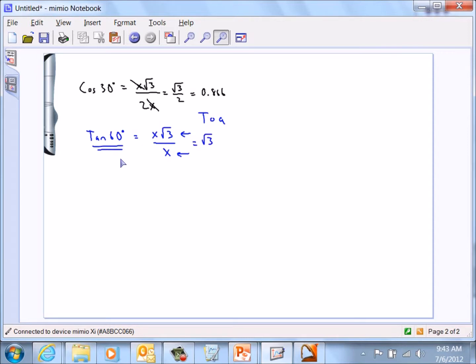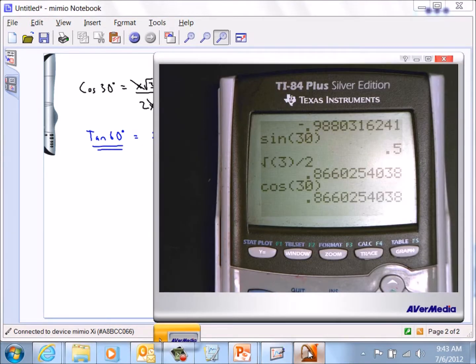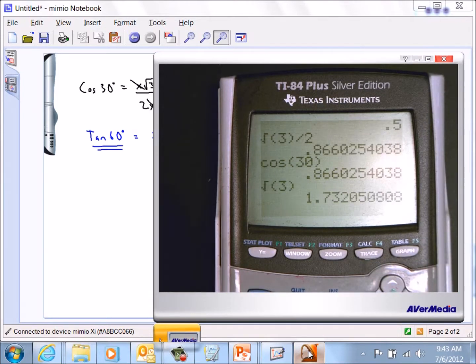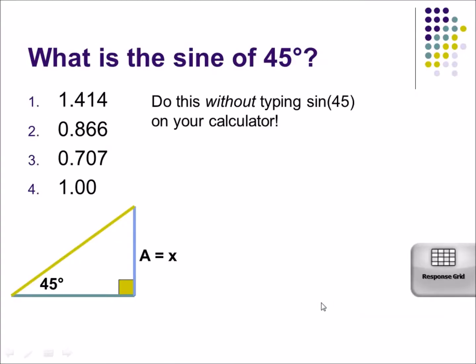And once again, we can do the square root of 3 in our calculator. That's equal to 1.732, which is the exact same thing I get if I plug in the tangent of 60 degrees. Try another one. This time, what's the sine of 45 degrees? So this time we have a little bit different triangle. This angle is 45 degrees. And this angle also has to be 45 degrees, right? They have to add to 90 degrees.